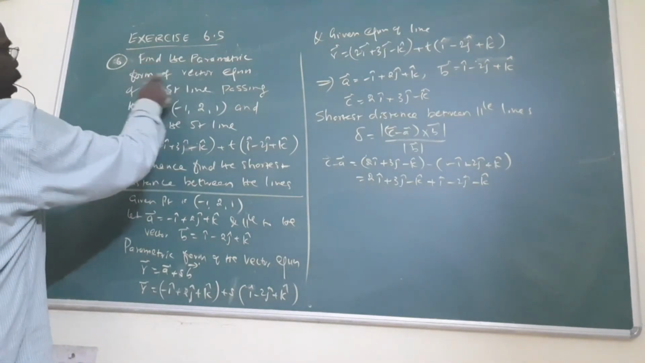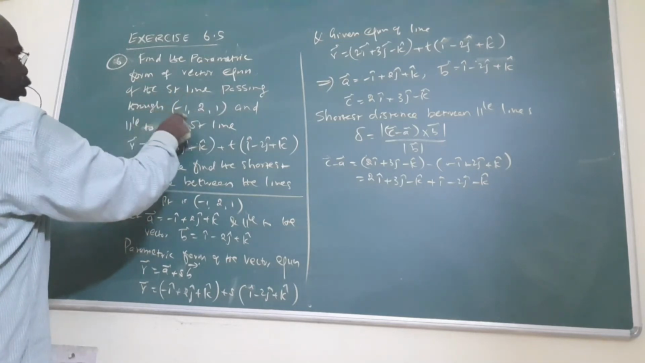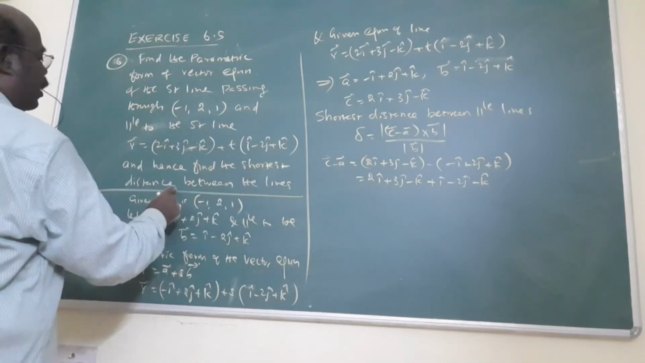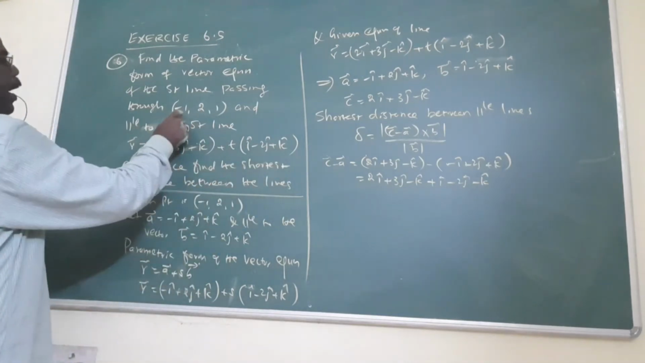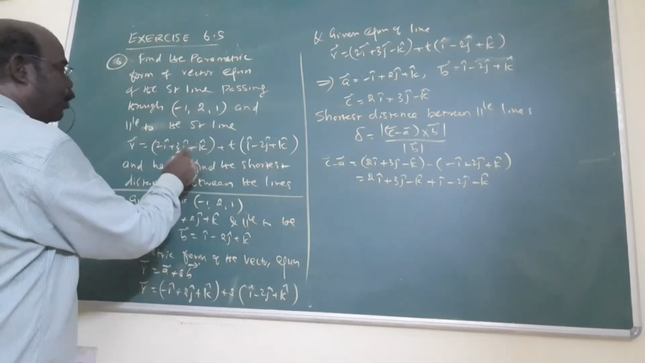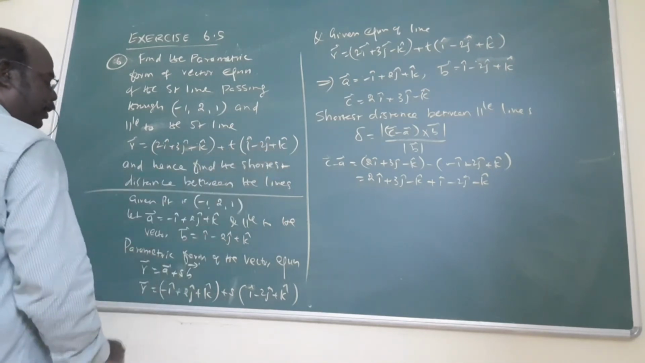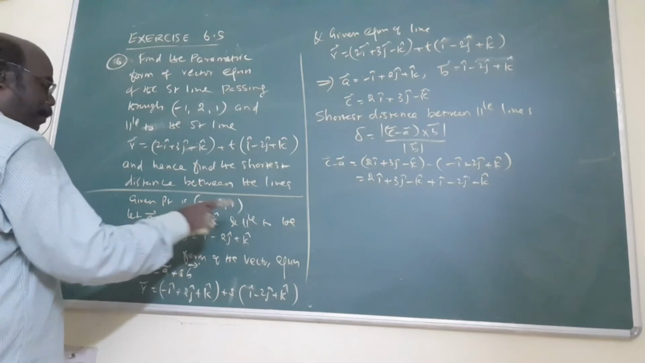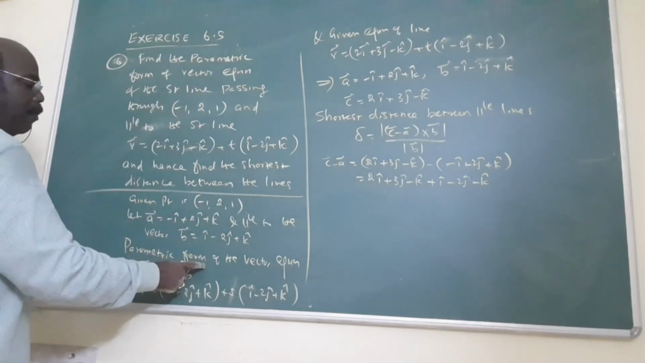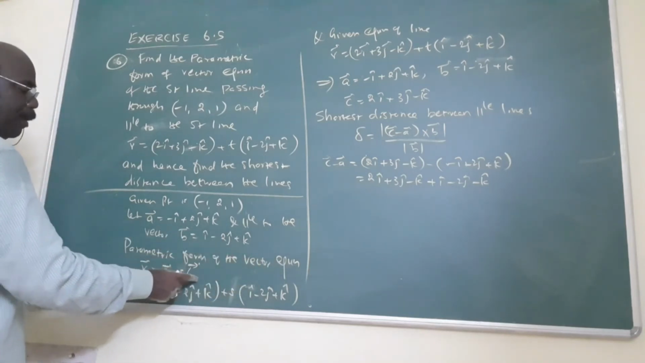Find the parametric form of the vector equation of the straight line passing through the point and parallel to the given straight line. Find the shortest distance between them. What is the given point? Minus 1, 2, 1. That is the A vector. And the vector parallel to the given line is, after the scalar, called the B vector. Now one point and one parallel vector are given to me. What is being asked? The parametric equation of the vector is asked, no. The parametric form of the vector equation is R vector equal to A vector plus scalar into B vector.